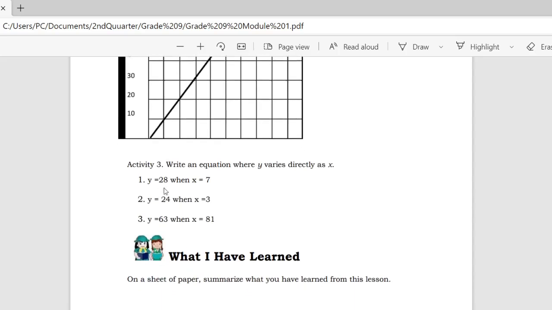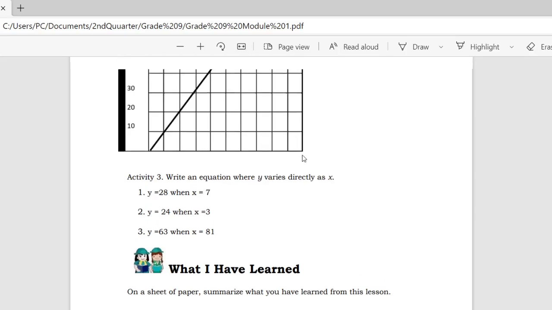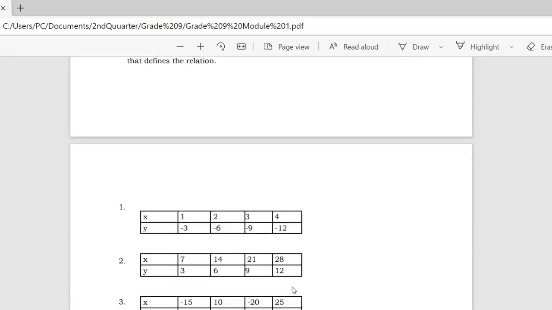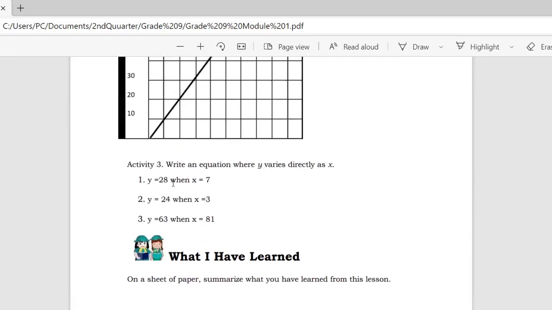Number 3 or Activity 3. Write an equation where y varies directly as x. So, you have the equation again. y is equal to k times x. So, just replace the values of y and x, then solve for k. The same process. Here is an example. This is the example there, to find k. So that is the example for numbers 2 and 3.